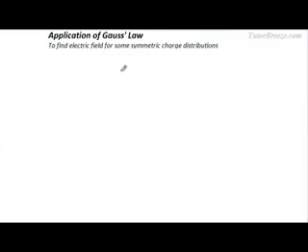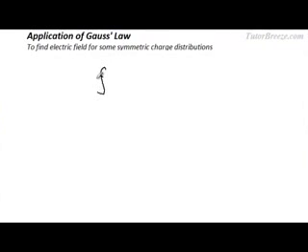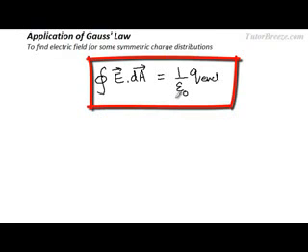Gauss's law states that the total electric flux through a closed surface, which is integral E dot dA, and this indicates a closed surface, is equal to 1 by epsilon naught times the charge enclosed by that surface. In case you are not familiar with Gauss's law, I would suggest you first learn Gauss's law.